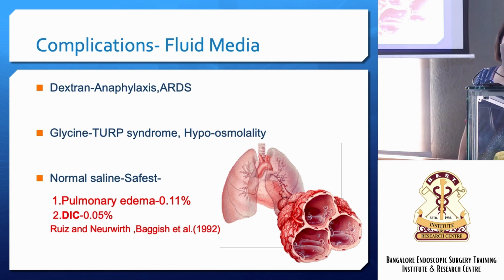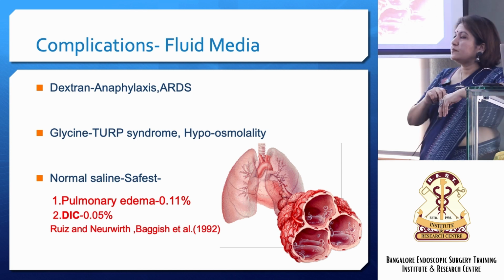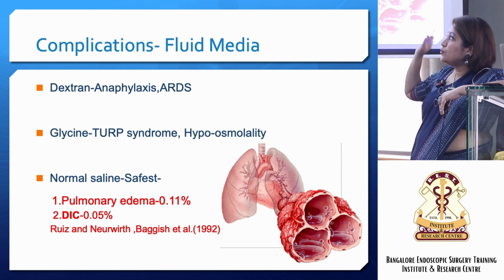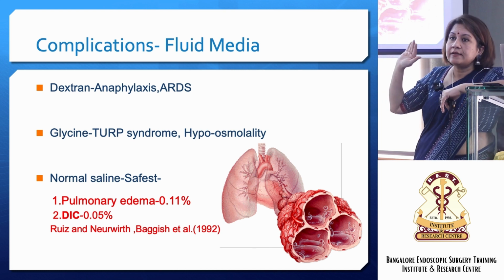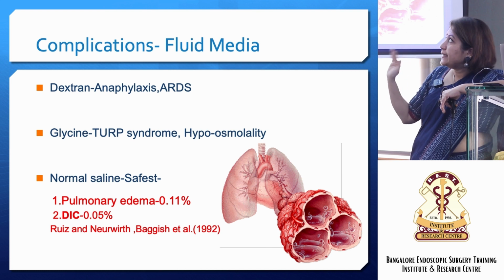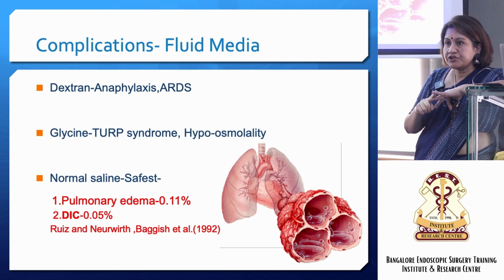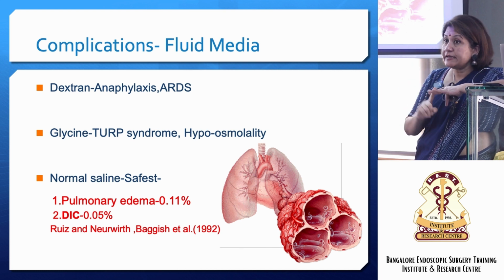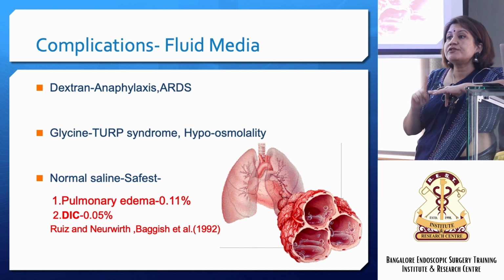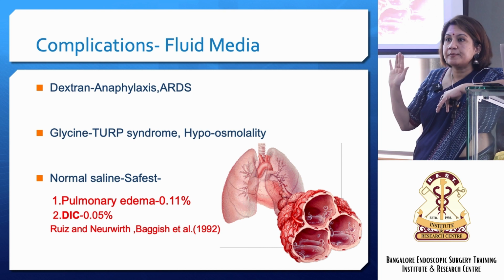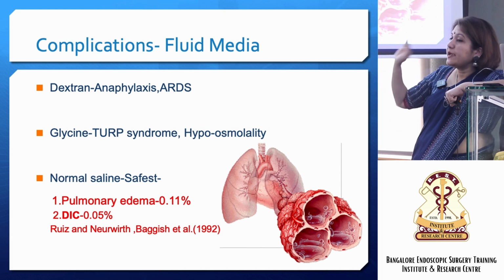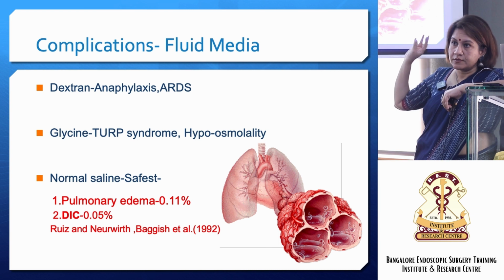Now, when it comes to fluid media, dextran, I've gone through it, causes anaphylaxis and is not practically used. What we need to look into is glycine and normal saline. Glycine is what was initially used because we were using monopolar cautery for operative hysteroscopy, and it's easily available because the urologists in your OT were using 1.5% glycine, and that's what's available in the OT. But we know it is a hypoosmolar fluid.